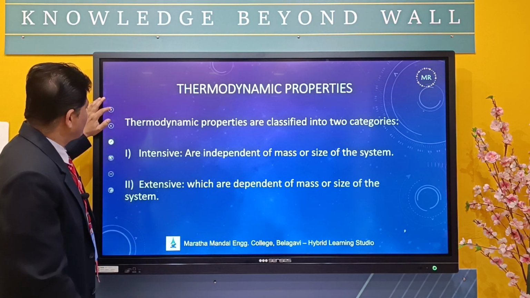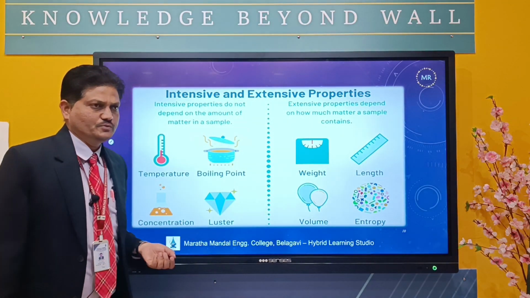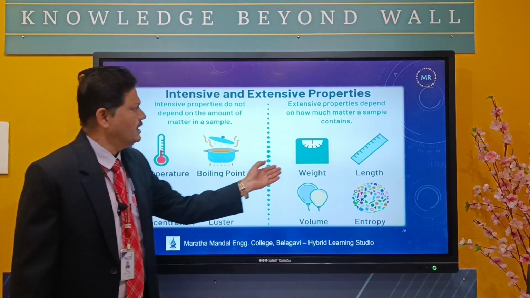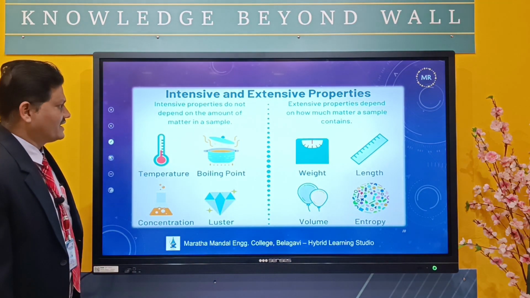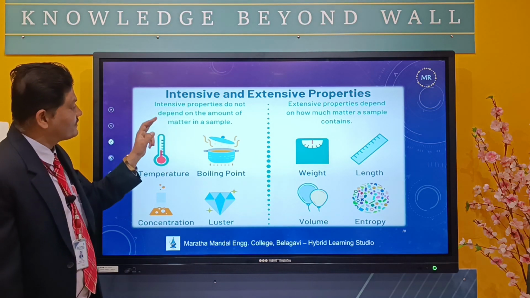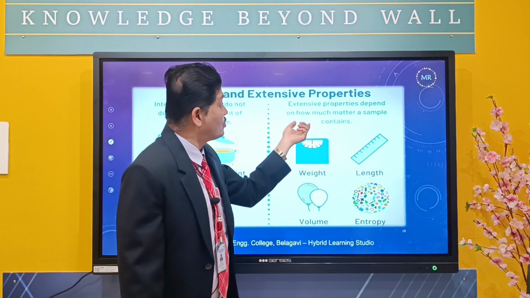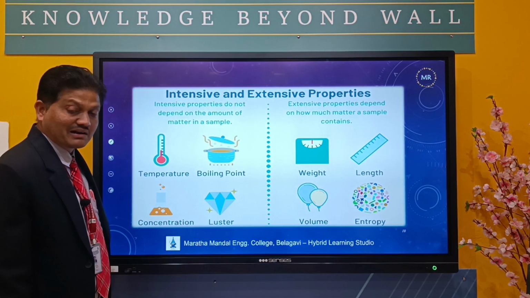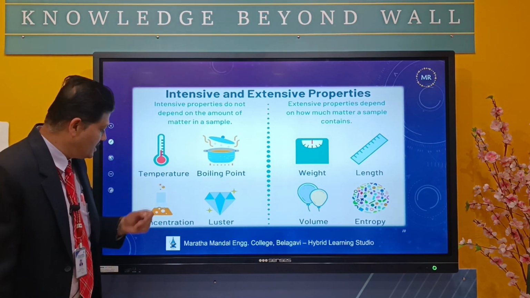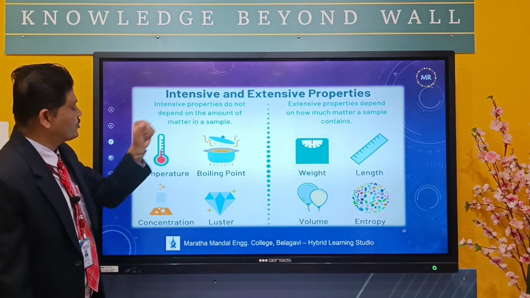A few examples of intensive and extensive properties we'll see in the next slide. An intensive property does not depend on the amount of matter in a sample, while an extensive property depends on how much matter a sample contains, isn't it? The intensive examples you can see here are temperature, boiling point, concentration and luster.